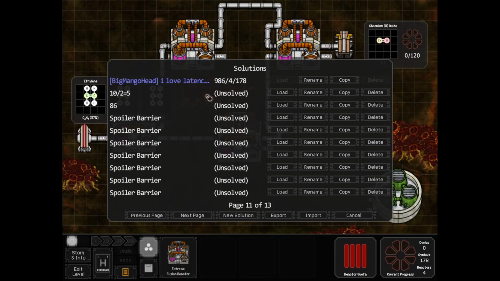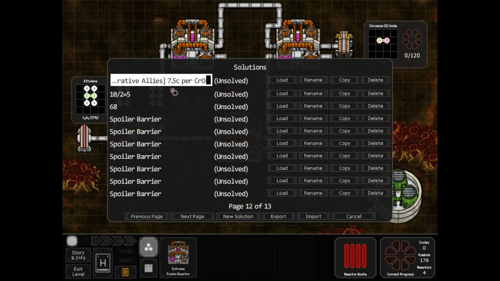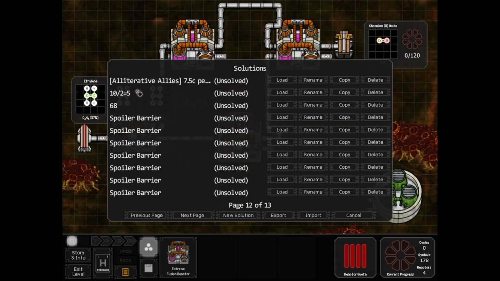Yeah, and finally, in first place, we have Alliterative Allies, which is a team consisting of Tough Thought and Britboy. And it is 7.5 cycles per output, which means it is 5 cycles per input, with a latency of 68 compared to Big Mango Head's 86, based on this specific definition of latency.